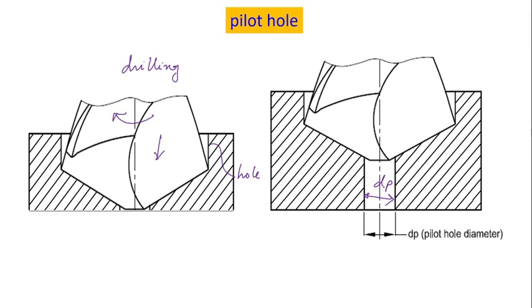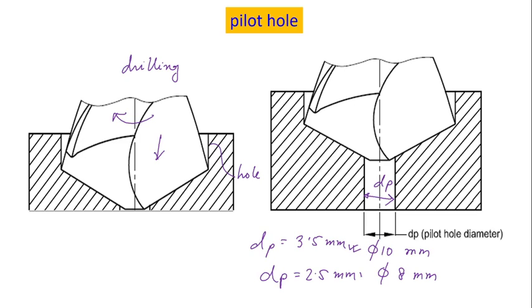So these are the ways. Your DP value would be 3.5 millimeter when the hole diameter is 10, and your DP value would be 2.5 millimeter when your hole diameter is 8 millimeter. So these pilot holes would be created. After that, once again drilling would be done with the pre-existing pilot holes, and thrust force and torque would be measured.